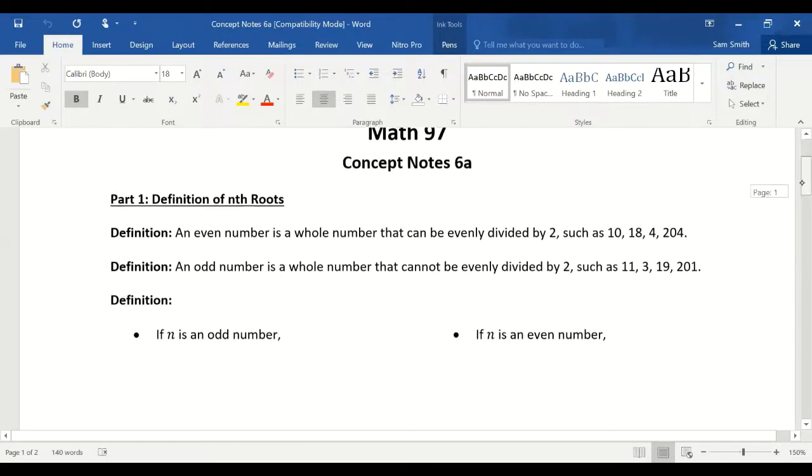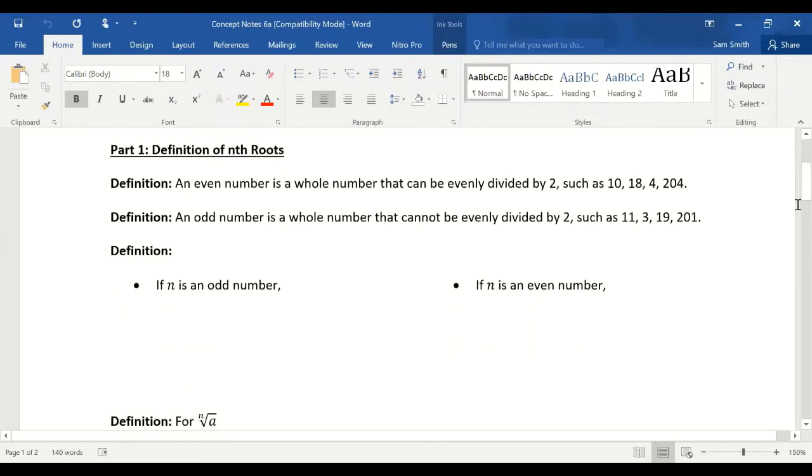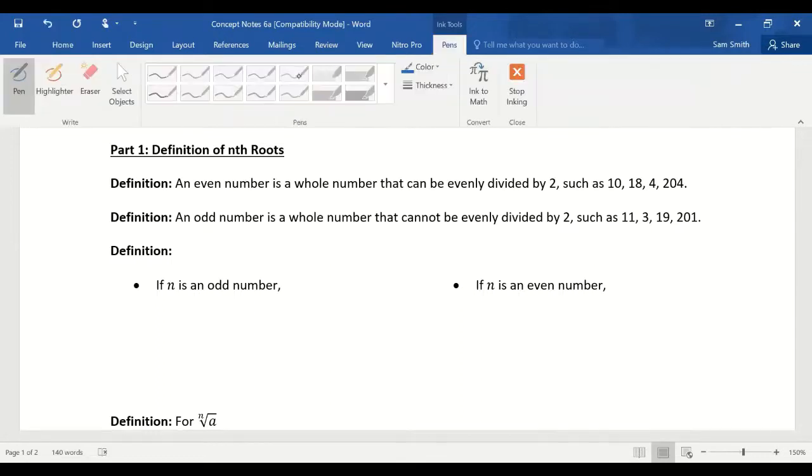So to start Chapter 9, let's talk about exactly what is an nth root, and that's what we'll be doing today. All right, so just in case you have not heard these terms before, I know some folks have not, I want to talk to you about even numbers and odd numbers. So these definitions are just written here. An even number is a whole number that can be evenly divided by 2. An odd number cannot be evenly divided by 2. So something like 10 would be even, but 11 would not be even.